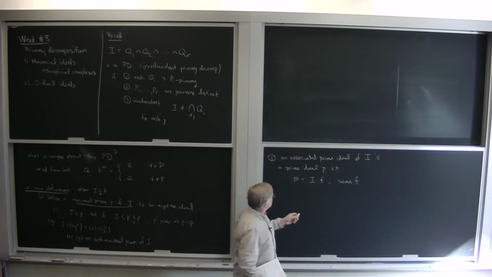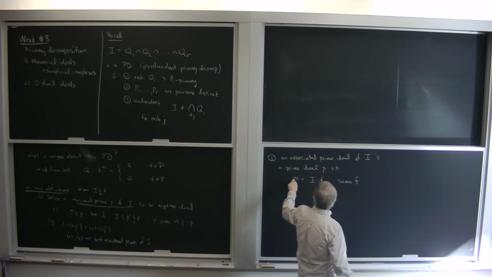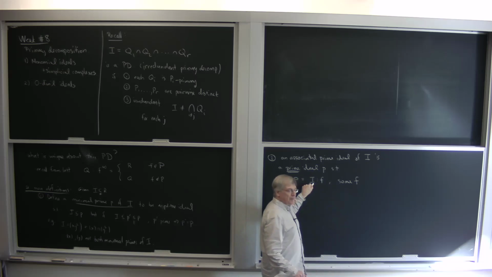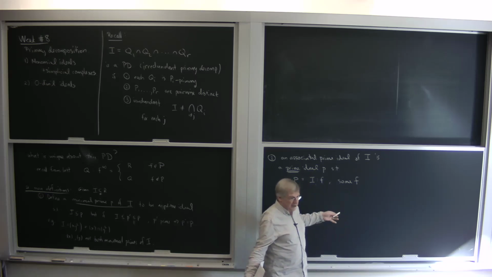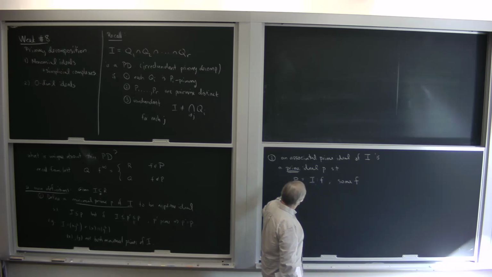Now it's kind of interesting here. This is a prime ideal. So if I take I and start constructing I colon f's, I will oftentimes not get prime ideals. But sometimes I will get prime ideals, and anytime I do, I call that an associated prime.